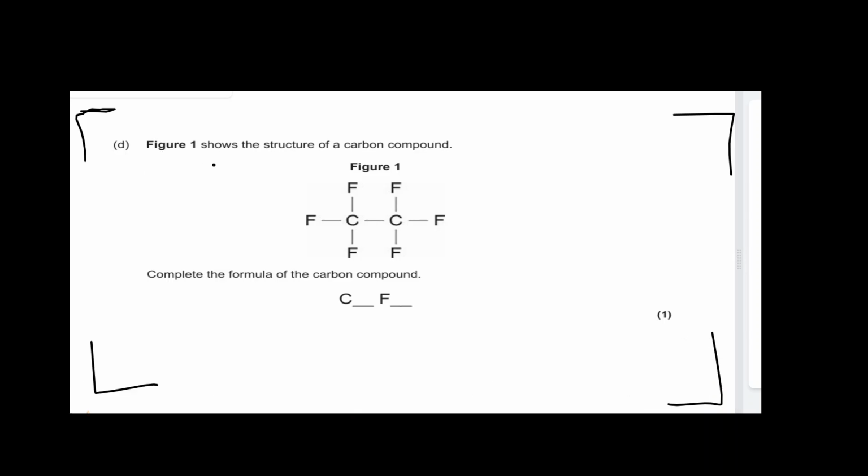Now for this one, figure 1 shows the structure of a carbon compound. So this is a carbon compound, but it happens to be bonded to halogens, which are fluorine, right? Complete the formula of the carbon compound. So basically, count the number of carbon atoms present in here. So we have 1 and 2. So here will be 2. And then we have 6 fluorine atoms bonded to the 2 carbons. So 1, 2, 3, 4, 5, 6. You have it as C2F6.